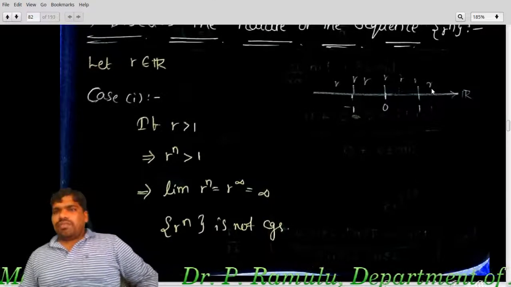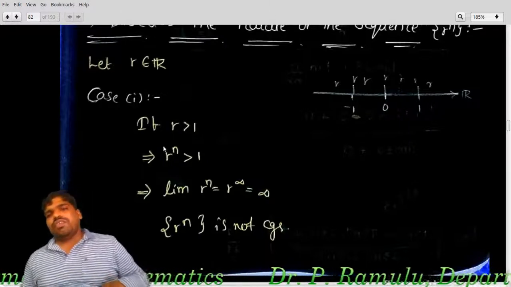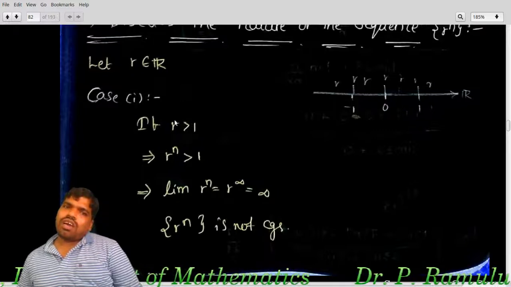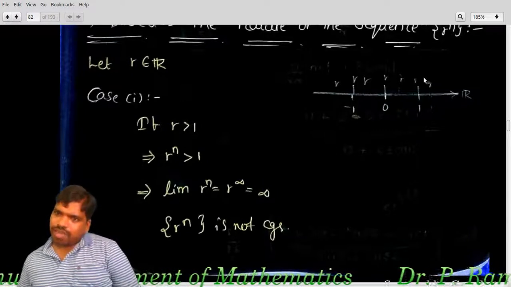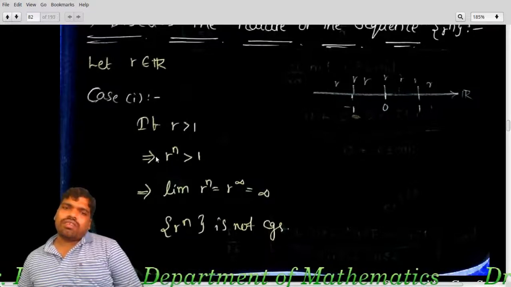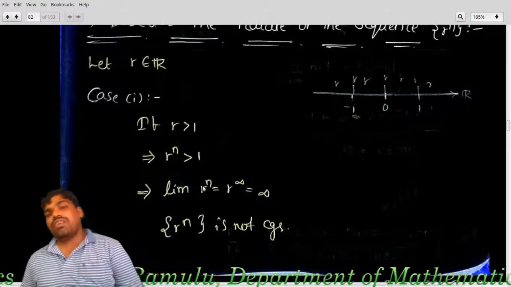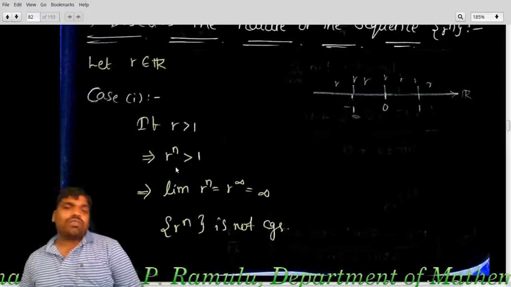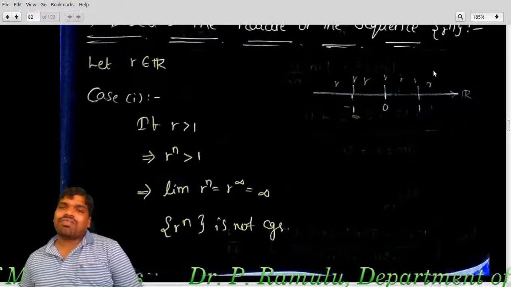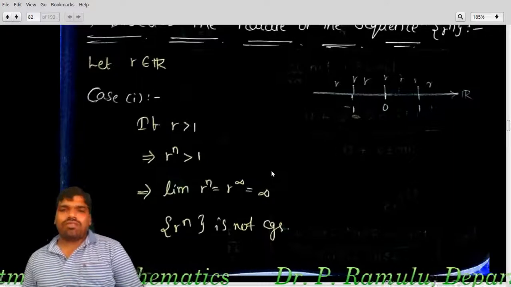Case 1: if r is greater than 1, which implies r power n is greater than 1. In this case I am taking r greater than 1. Apply the limit of r power n: the limit of r power n equals r power infinity, which equals infinity. Why? Because r is greater than 1, so r power n is also greater than 1. Therefore r power n does not converge. If r is greater than 1, r power n does not converge.